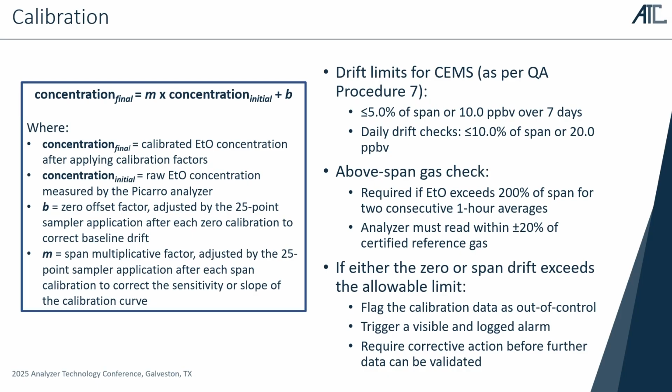So when the analyzer exceeds the allowable limit and goes out of control, you have to first flag the data as out of control. You have to generate an alarm, and it will start negatively affecting availability based on the data validation rules, and you would have to take a corrective action. So typically that would be calibrating the analyzer and servicing it to make sure you bring it within limits.